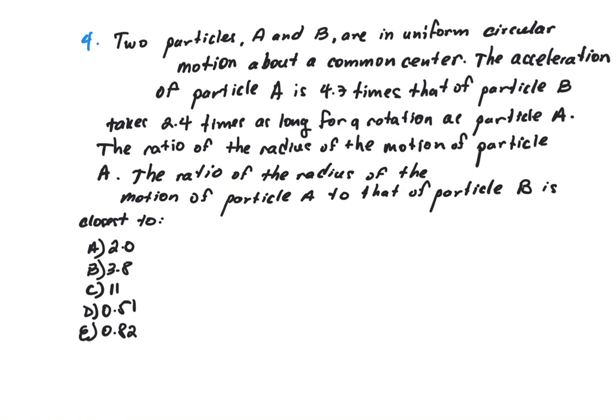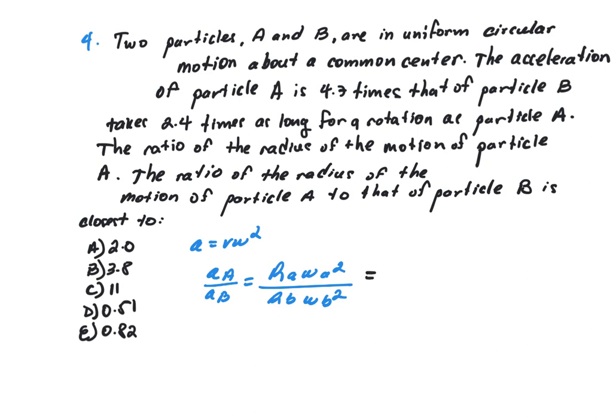All right, so to answer this question, we're going to use a formula: acceleration equals radius times omega squared. Let me see. So it will be your A, the acceleration of A over the acceleration of B equals radius A times omega A squared over radius B times omega B squared.